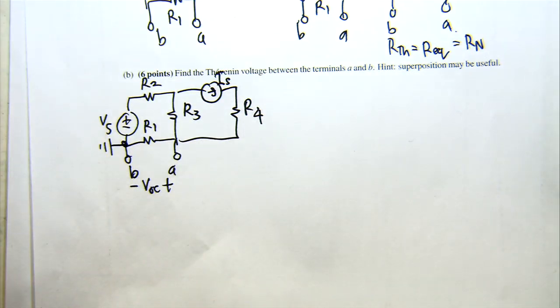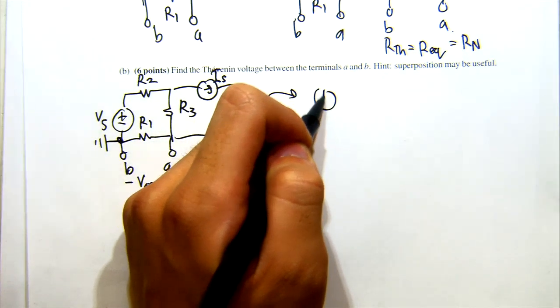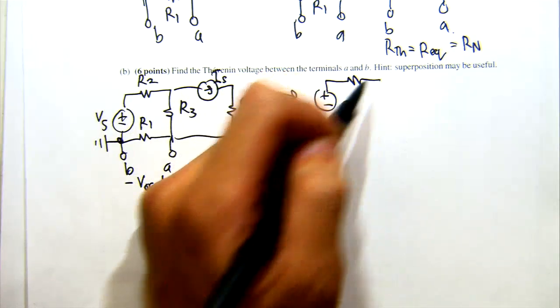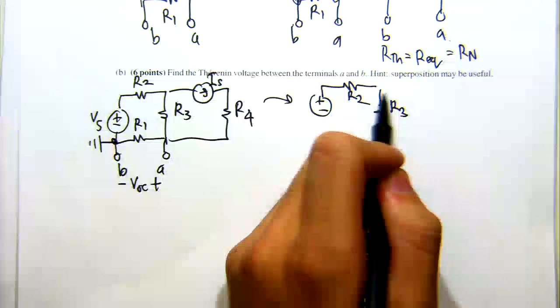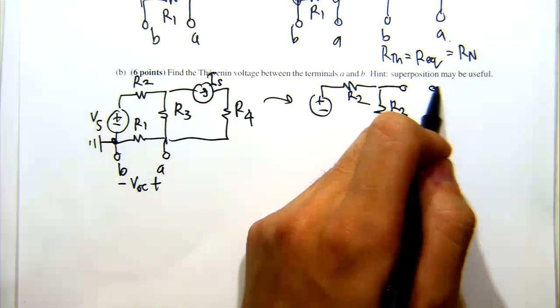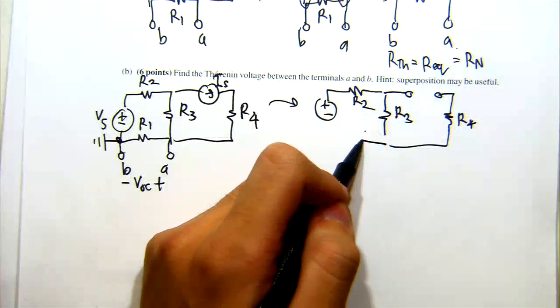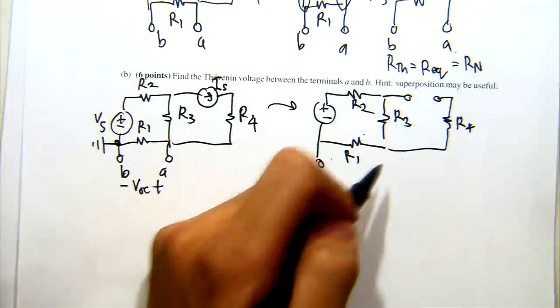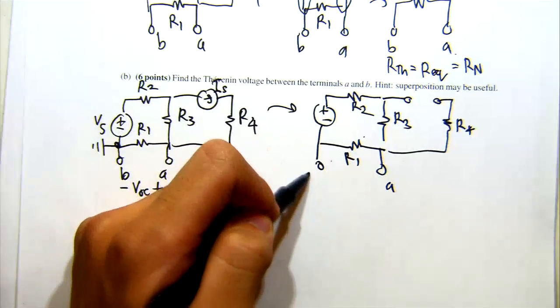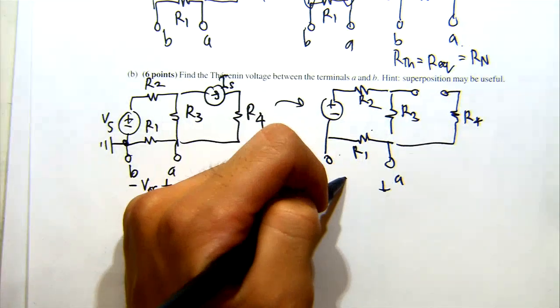But let's say I turn off the current source first and keep only the voltage source Vs. Then I can redraw the circuit as I leave the voltage source in. I have R2, R3. I'm going to have an open if I turn off my current source. I'm left with R4, R1, and I have my terminals A and B. And here, I'm going to want to label this V open circuit 1.